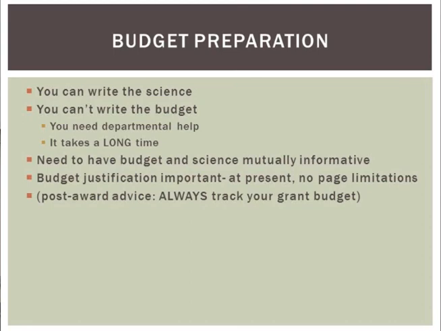Principle number four, budget preparation. You can write the science, but you can't write the budget. Now, the sorry thing is that the department and the university can't write the budget either. They certainly can't do it on time, and they can't do it without your help. So these things need to be interacting from the beginning.